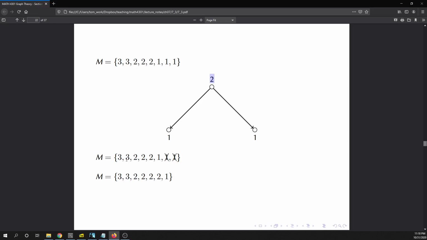So we had two 3s, we still have two 3s. We had three 2s, and we added this extra 2, so you can see now we have four 2s in here. We had three 1s before, but we crossed off two of them. So now this is what our multiset looks like, and this is what our tree looks like.